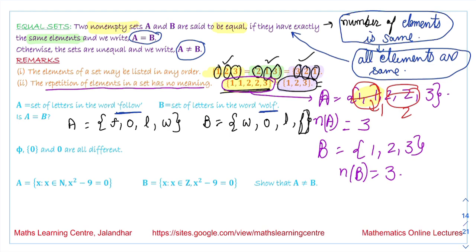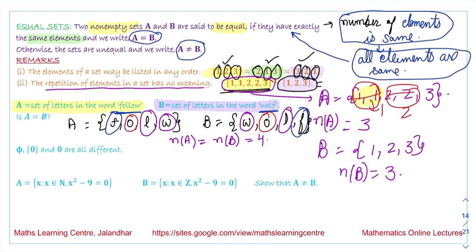The number of elements in A is equal to the number of elements in B, which is equal to 4: W, then O, then F, and the last element we have is L. So the elements are the same, and the number of elements is equal. So we are saying both these sets, A, the set of letters in the word follow, and B, the set of letters in the word wolf, are equal to each other.